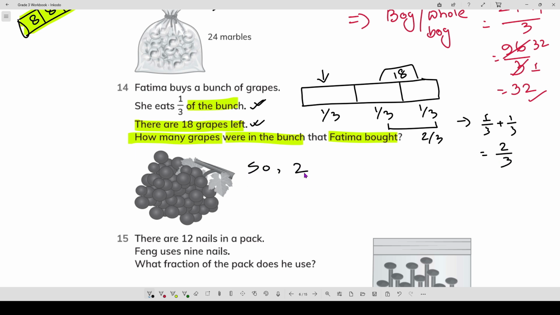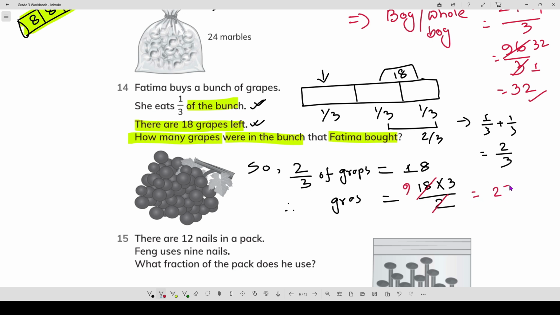So 2 by 3 of what? Grapes equals 18, right? So we can say grapes equals 18 times 3 divided by 2. So we can divide 18 by 2, it's 9. So 27. So how many grapes were in the bunch that Fatima bought? Total 27.